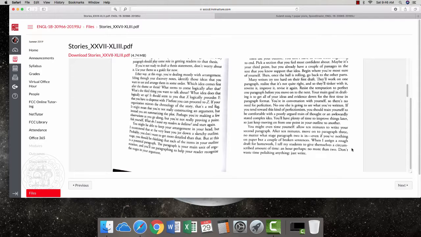Resist the temptation to perfect one paragraph before you move on to the next. Your main goal in drafting is to get all of your ideas and evidence down for the first time in paragraph format. You're in a conversation with yourself, so there's no need for perfection. No one else is going to see what you've written.